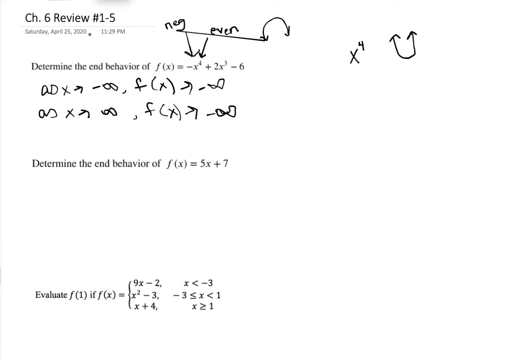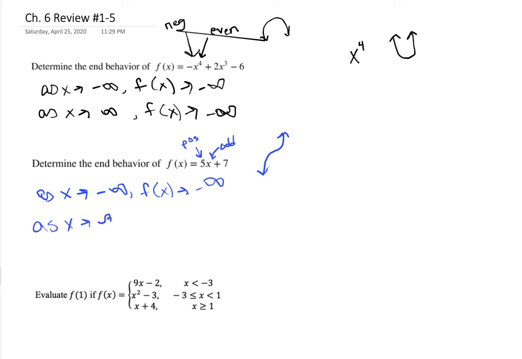Let's take a look at the next one. We have an odd exponent because it's just 1, and we have a positive leading coefficient. So that means it's going to look kind of like this. As x approaches -infinity, so that's the left side, then f of x is going down to -infinity. And as x approaches positive infinity, f of x approaches positive infinity.